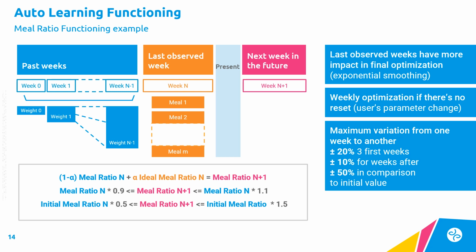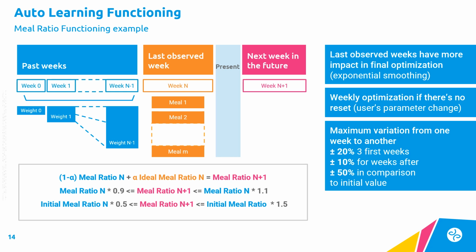So let's assume we are in week N and need to calculate the meal ratio for the next week. What we will do is use a combination of the last calculated meal ratio that has been applied during week N and an ideal meal ratio that could be calculated for this last observed week. The alpha here is what we usually call the learning rate. The higher this alpha is, the more important the learning speed would be, and it will give more weight to very recent observed data. This alpha is calibrated through simulations.